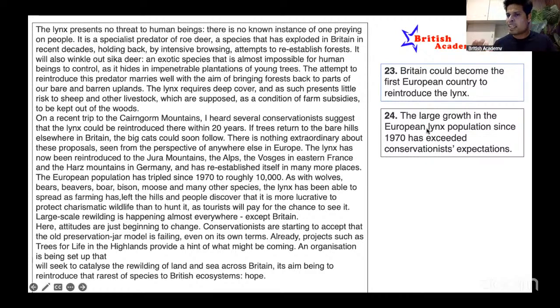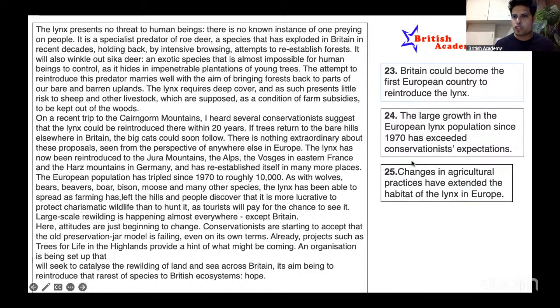But is it exceeding the expectations or is it still below the expectations? We don't know that because this piece of information is not being given. And that's why the correct answer for this turns out to be not given. This is how we need to figure out the answer. Let's move to the next one.